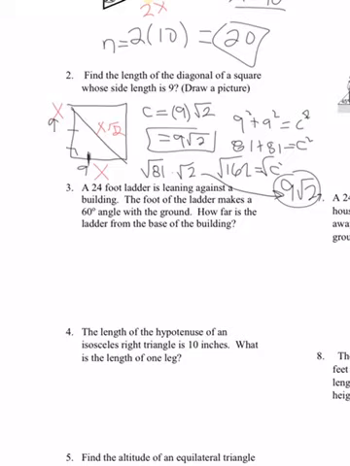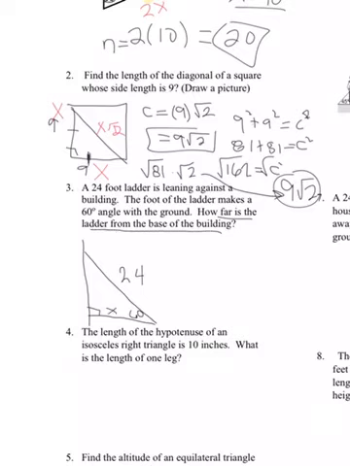Number 3, a 24-foot ladder is leaning against a building. The foot of the ladder makes a 60-degree angle with the ground. How far is the ladder from the base of the building? So building, ladder, ground. It says the foot of the ladder makes a 60-degree angle with the ground. Okay, that's vertical and horizontal, so it's perpendicular right there. And it's 24 feet. How far is the ladder from the base of the building? So make sure you read the question carefully to know what side we're looking for.